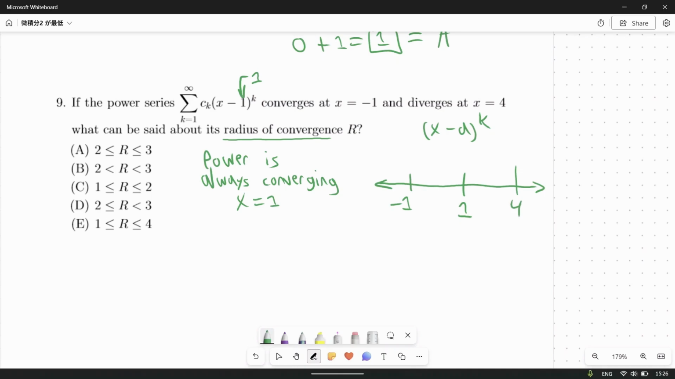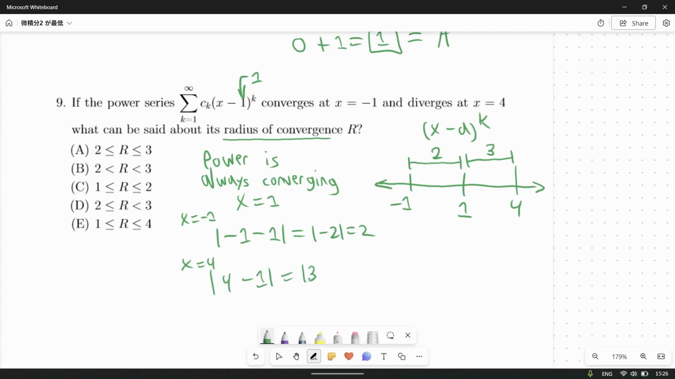The distance between those numbers and our baseline is going to be 2 units and 3 units. If you're not sure how I got that, you can just take the absolute value of the difference between the two numbers. With x equals negative 1, you end up with the absolute value of negative 2, which equals 2. And with x equals 4, you do the same process: 4 minus 1 gives the absolute value of 3, which equals 3.